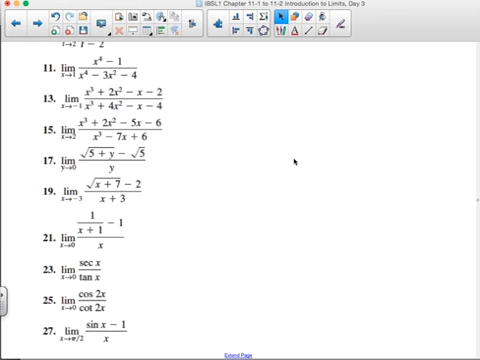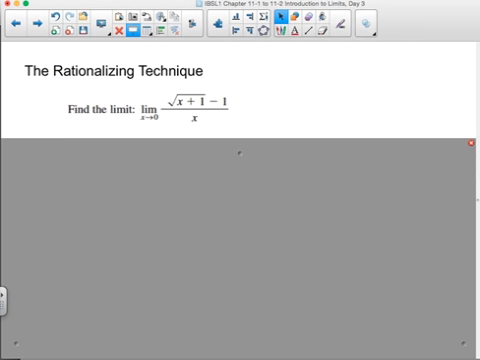Okay, but then you see functions like these where we want to find a limit, but it's not something that can be easily factored. And like here, we really don't have anything to factor. Well, what can we do in order to find those limits? Well, this is where the rationalizing technique comes into play.